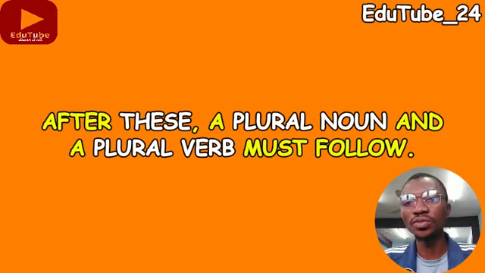These also point at something. But what does it point at? It also points at something closer. But in this situation, these is a plural. It points at a group of things, a plural subject or a plural object. So this is a plural, and that is why a plural noun and a plural verb must follow it. So let's take some examples.